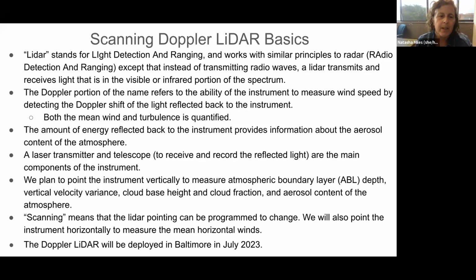And the amount of energy that's reflected back to the instrument provides information about the aerosol content, so we're able to get that information as well. It consists of a laser transmitter and a telescope to receive and record the light. We plan to point the instrument vertically to get the atmospheric boundary layer depth, the vertical velocity variance, the cloud base height and cloud fraction, and the aerosol content, but we'll also scan the LiDAR. So we'll point it at an angle away from vertical in order to get the horizontal winds. And the plan is to deploy the LiDAR in July, well, next month.